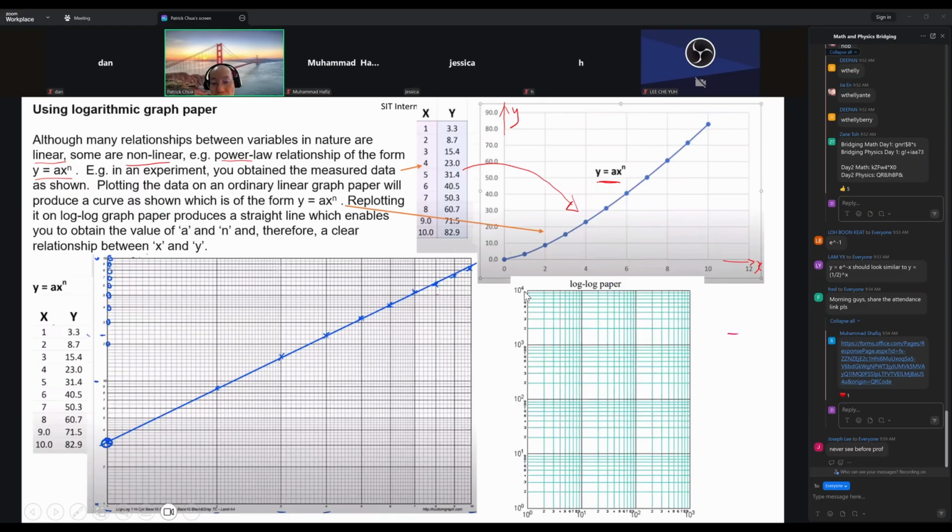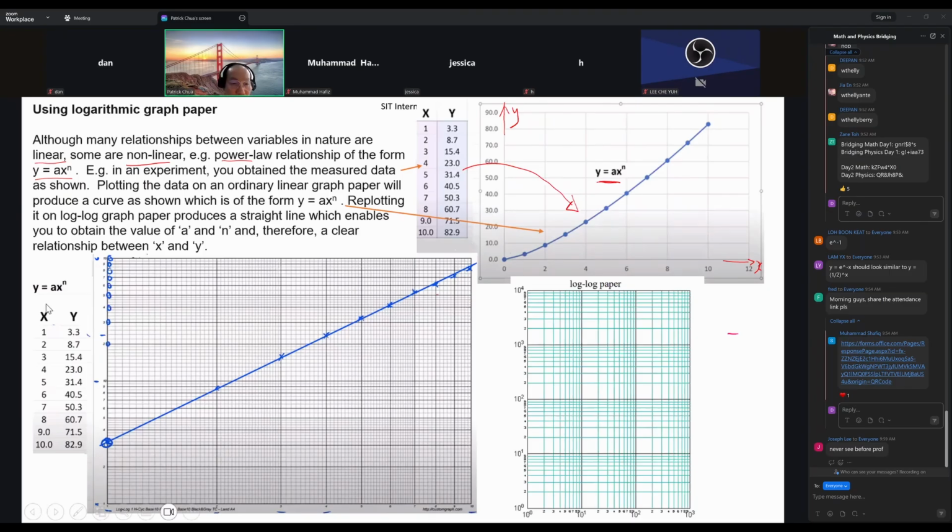From 10 to the power of 0 to 10 to the power of 1 is called one cycle. 10 to the power of 1 to 10 to the power of 2 is called another cycle. So this is a 4x3 cycle log graph paper: 4 cycles on the y-axis and 3 cycles on the x-axis. Now back to the gray log graph paper.